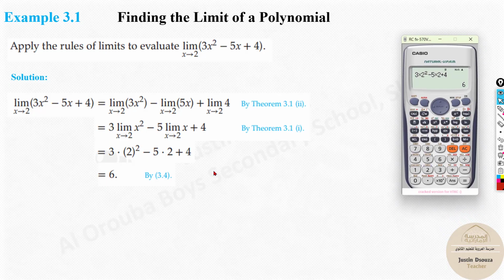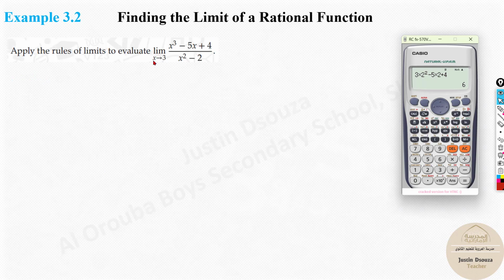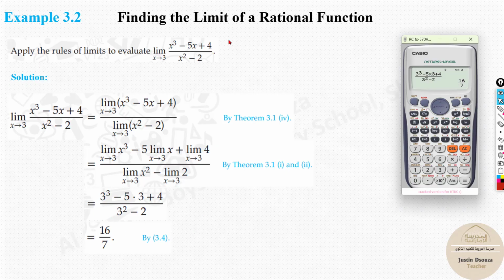So this will save you a lot of time, but this is by using all the formulas. Now over here, look at the denominator. Will you get a mathematical error? Let's see. 3 cubed minus 5, x is approaching 3, into 3 plus 4, divided by 3 squared minus 2. Now let's see, the answer is 16 by 7, and that is the answer.